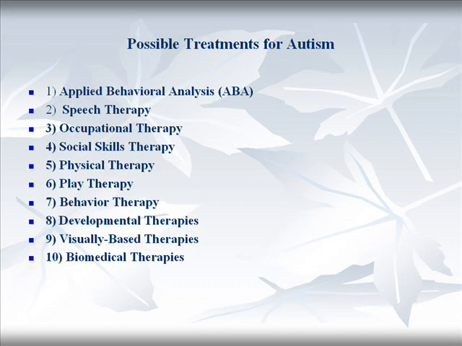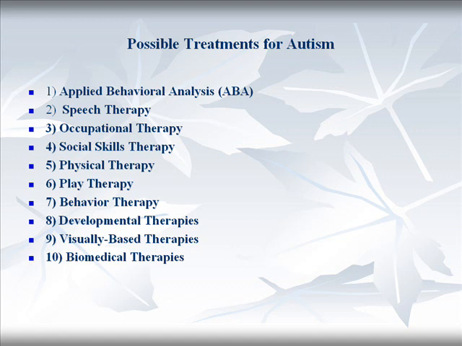Treatments for autism. 1. Applied behavioral analysis, known as ABA, is the oldest and most fully researched treatment significantly developed for autism. ABA is a very intensive system of reward-based training which focuses on teaching particular skills.